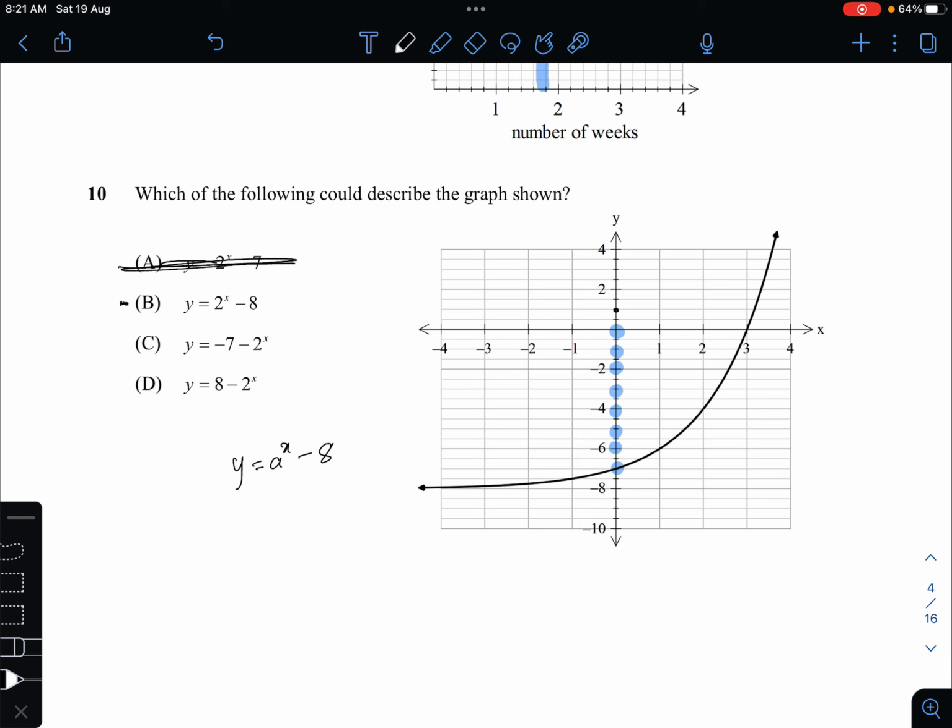We have negative 7 minus 2 to the x, which would be the opposite way. So it doesn't fit the form. And then 8 minus 2 to the x, which again, it's a positive gradient, not a negative one. So therefore, this doesn't fit the form, right? So we know the answer is then B.